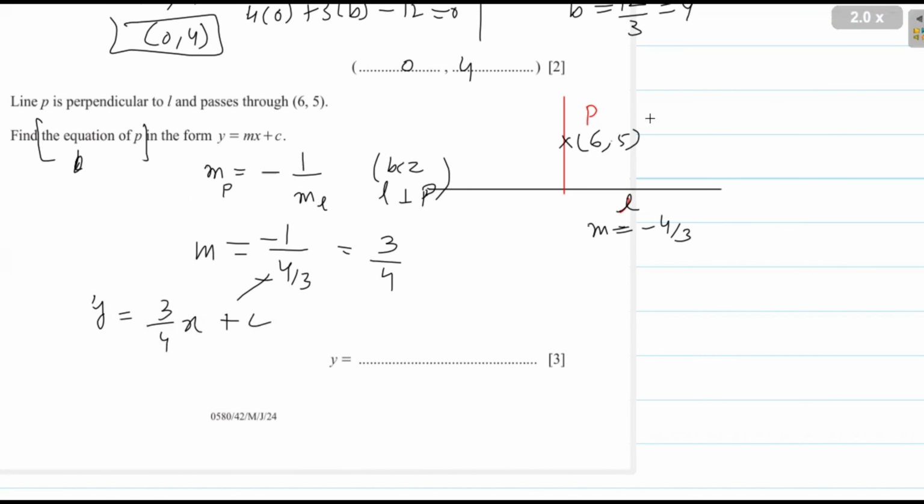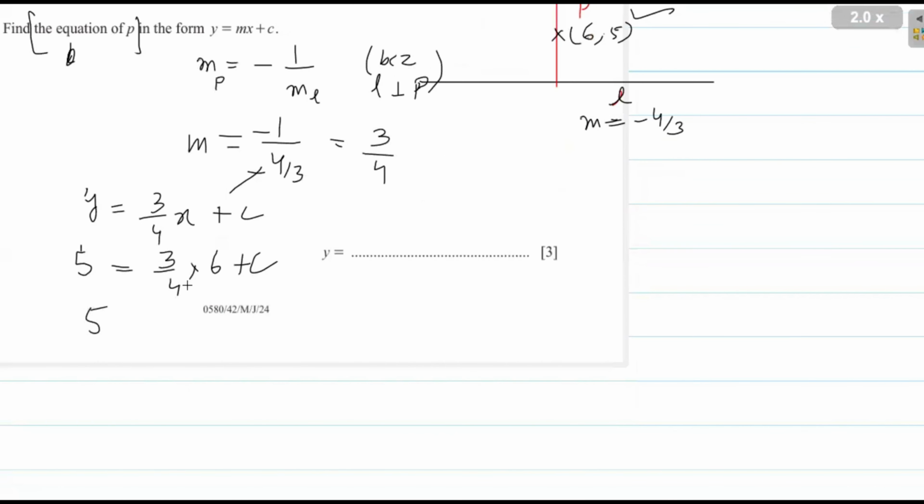Now this point lies on the line P. Therefore, we can write in the place of y, 5, the y coordinate is 5, and the x coordinate is 6. Therefore, 3/4 into 6 plus c equals 5. 2 2s are 4, 2 3s are 6. This is equal to 9/2, which is 4.5 plus c.